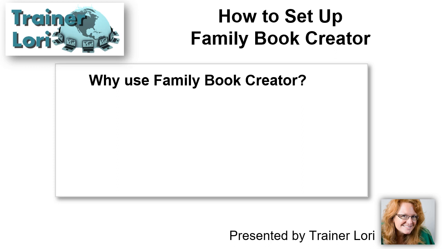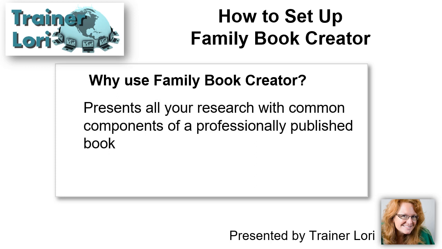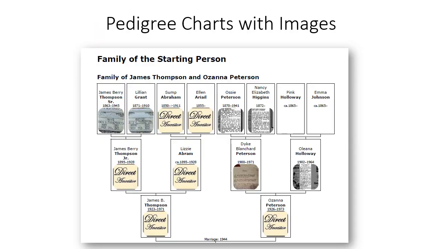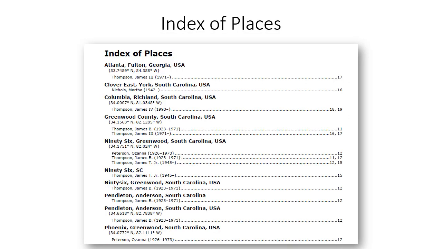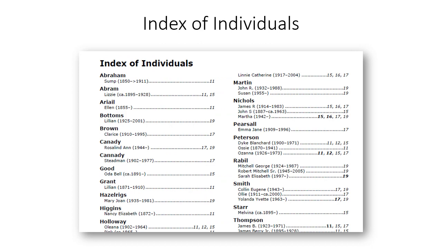This training shows how to download and install the plugin, which presents all your research with common components of a professionally published book, like pedigree charts with images, figures and other images, and indexes of places, and names of individuals.